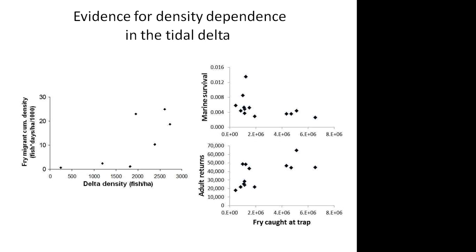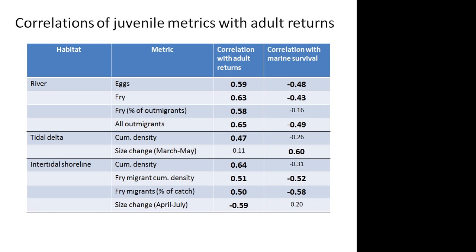So now, more recently, as I've linked out with some of the adult return data, we can look at two metrics. We can look at marine survival, and we can look at adult returns. And so these are the patterns we have here. So this is fry caught at the trap. So basically, there's some portion of these fish which are rearing in the tidal delta. But nevertheless, we see these fairly strong relationships. Again, what appears to be a stock-recruit relationship, pretty flat over most of the range in fry levels, and a fairly negative relationship here with respect to marine survival.